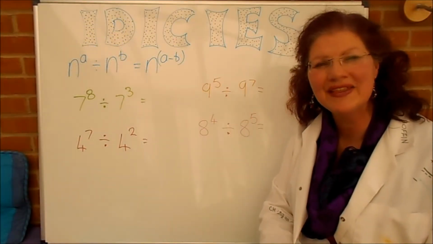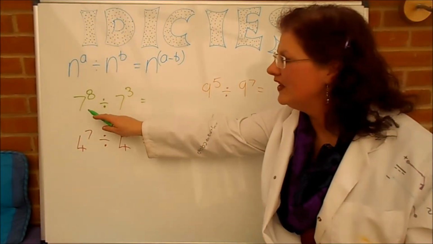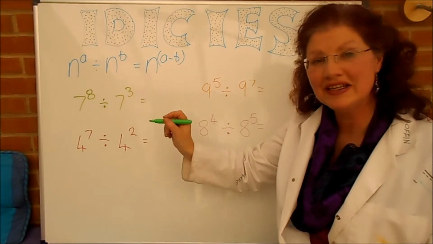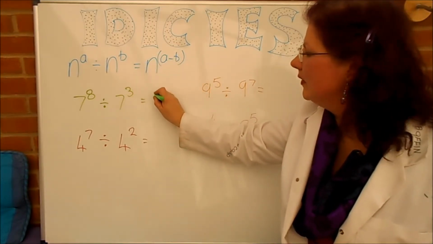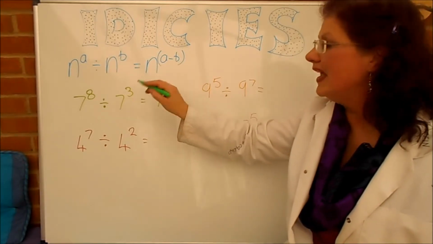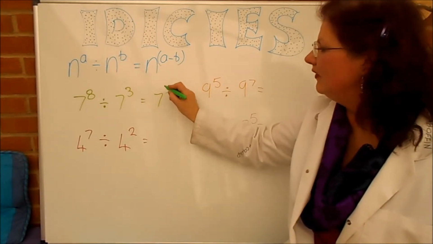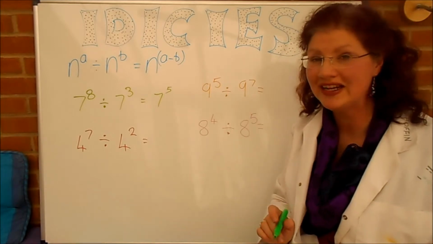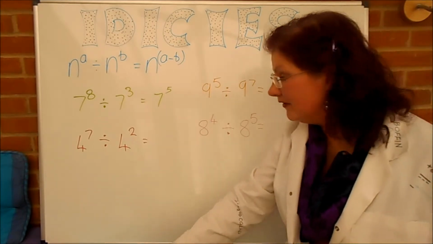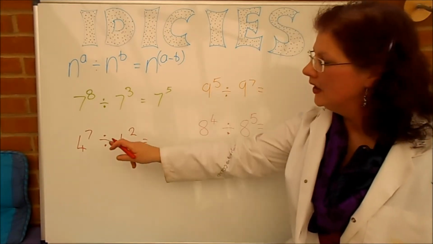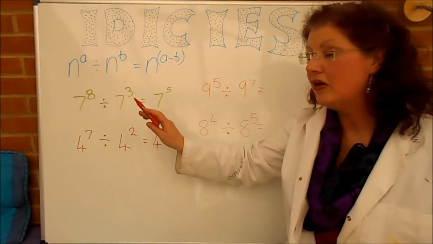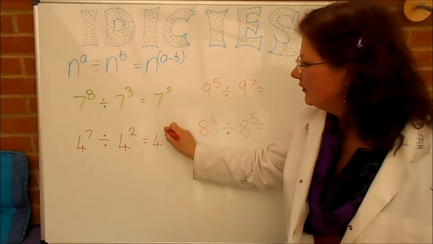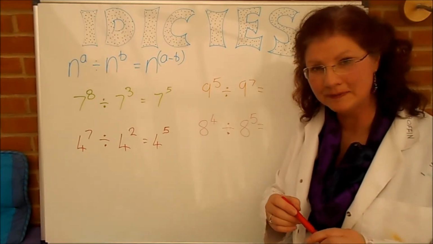Right, let's look at those together. For the first one, we have 7 to the power 8 divided by 7 to the power 3. Remembering we subtract the powers here, you end up with 7 to the power of 8 take away 3, that's 5. 7 to the power 5, and we can just leave that in its power format. For the next one, in red, we've got 4 as our base number. 4 to the power of 7 take 2, that's 5 again. 4 to the power 5.